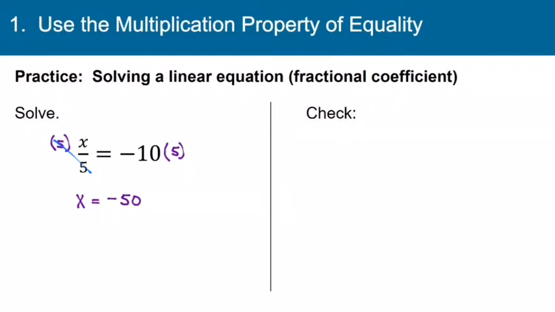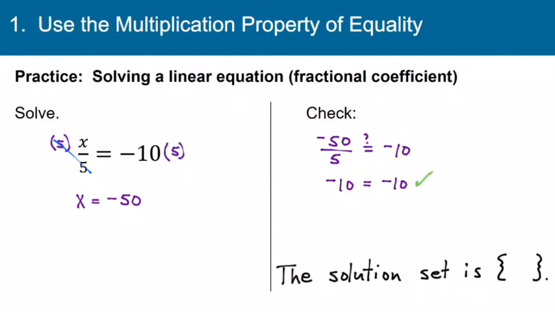Let's check that solution. So we'll put negative 50 divided by 5 equals negative 10, and we'll just verify that negative 50 divided by 5 would be negative 10, and so we know our solution is correct. And in set notation, we can say that the solution set is negative 50.